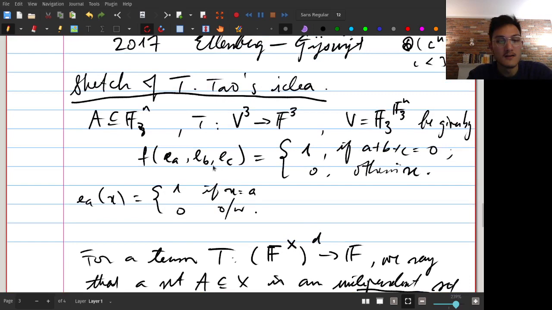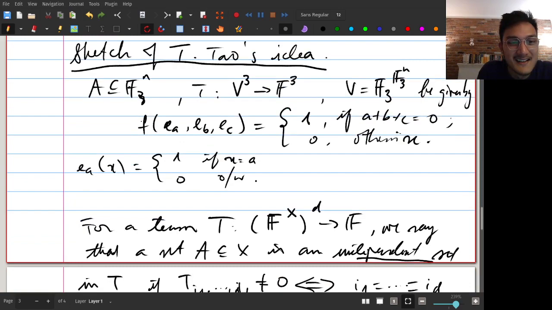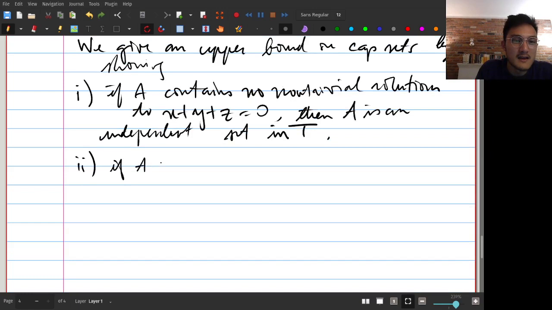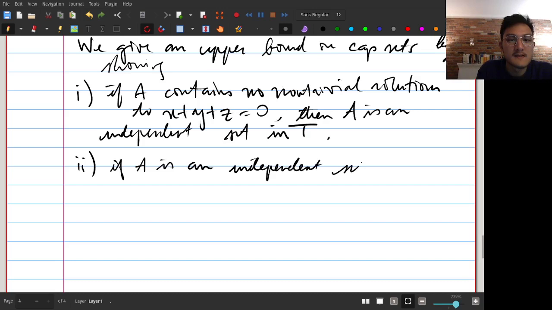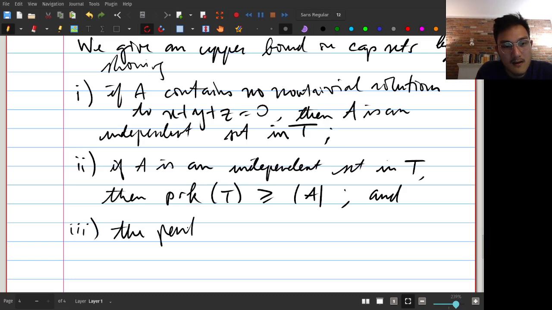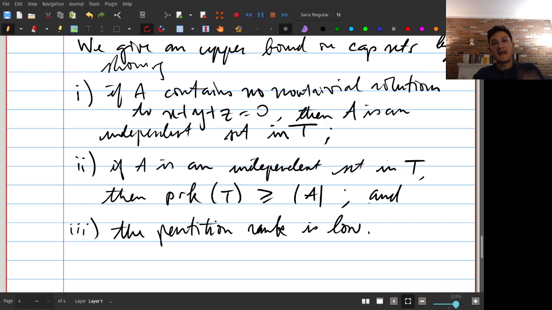Did I say T or does it say F? Okay, why do we call this T? Okay, then two, if A is an independent set in T, then the partition rank of T is greater than or equal to A. And finally, we just need to give an upper bound. I'll say it vaguely: the partition rank is low. That's usually just an ad hoc argument for the partition rank being below something.